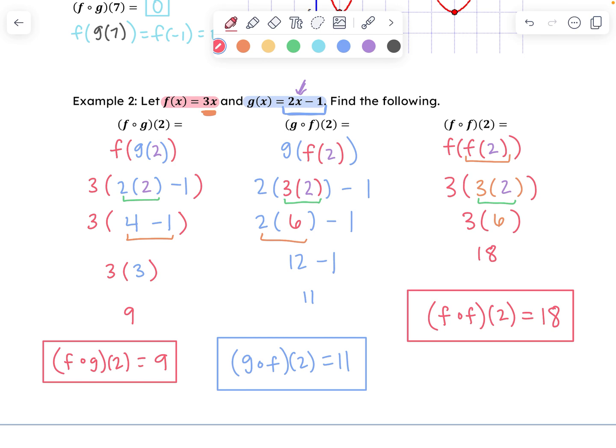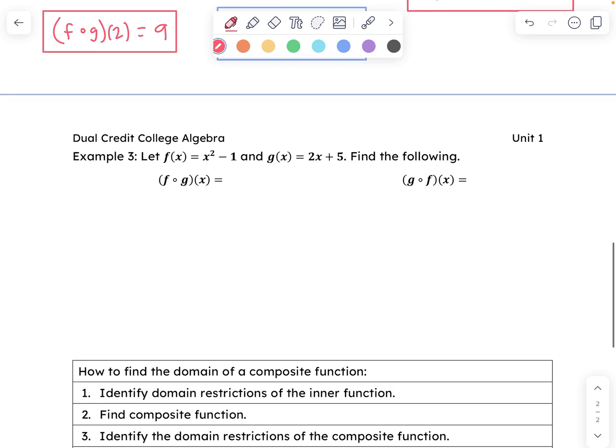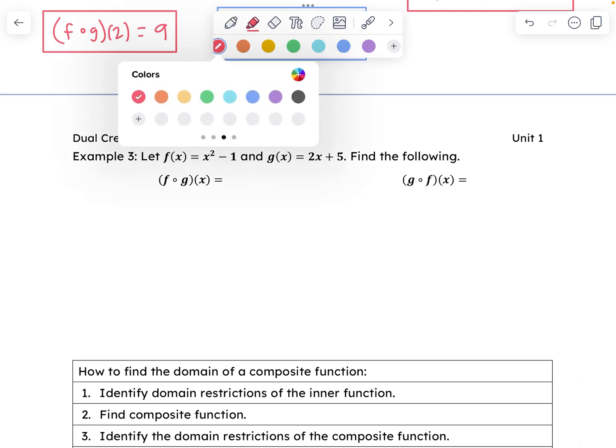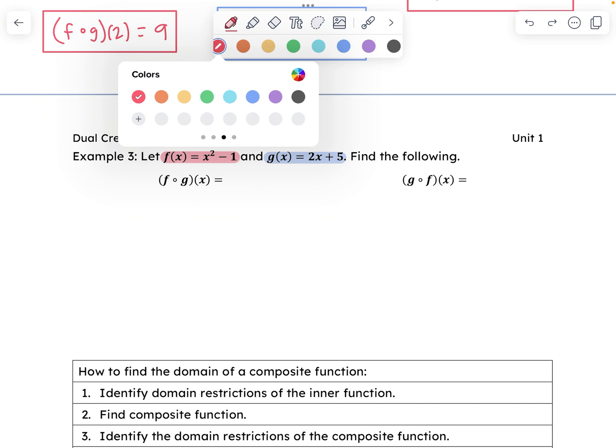So let's step it up a little bit. These were nice linear functions. Let's give ourselves a little bit of a challenge. Let's look at a quadratic. F of x is x squared minus 1, and g of x is 2x plus 5. So let's find f of g of x.